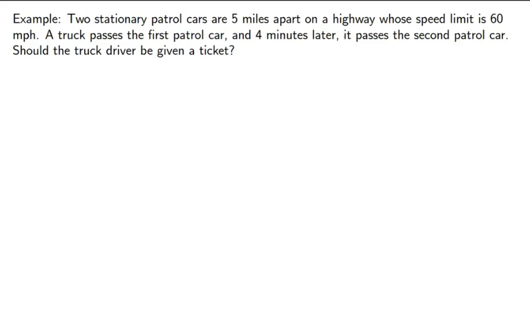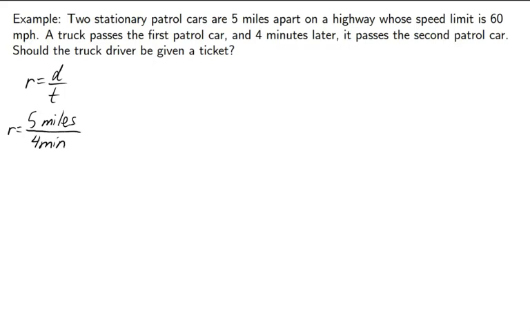Two patrol cars are 5 miles apart, and the speed limit is 60 miles per hour. A truck passes the first car. 4 minutes later, it passes the second car. Should the driver be given a ticket? All we need to do is figure out the average speed that the car went. You note that speed, or rate, is equal to distance over time. The speed was, well, 5 miles divided by 4 minutes.